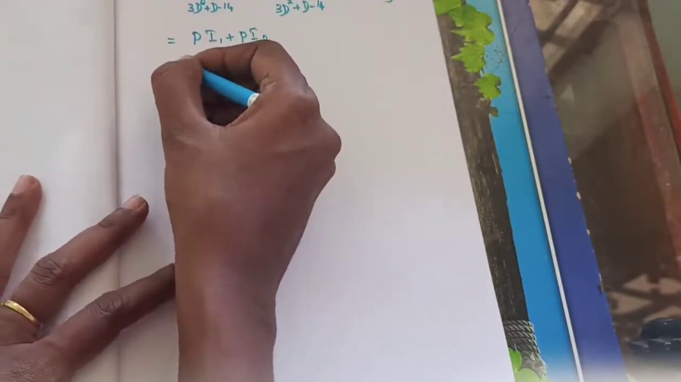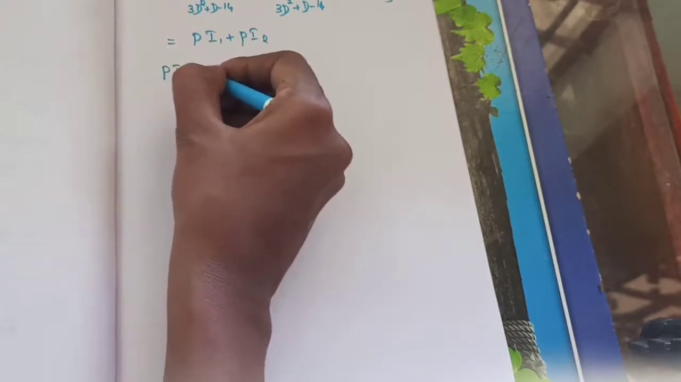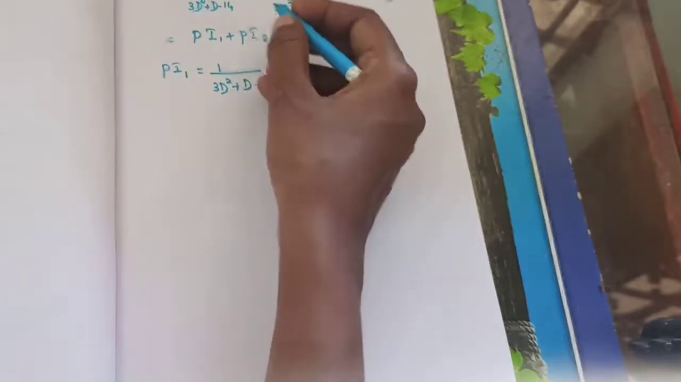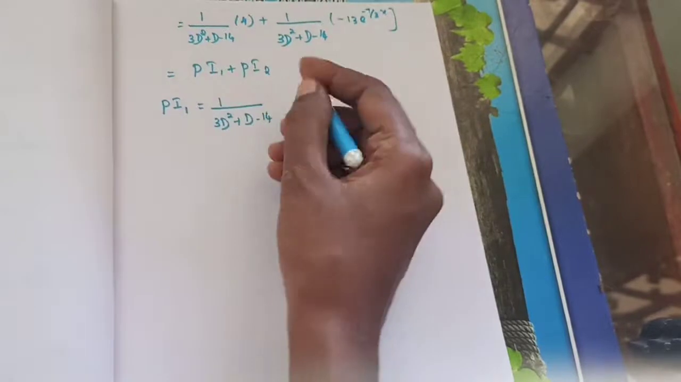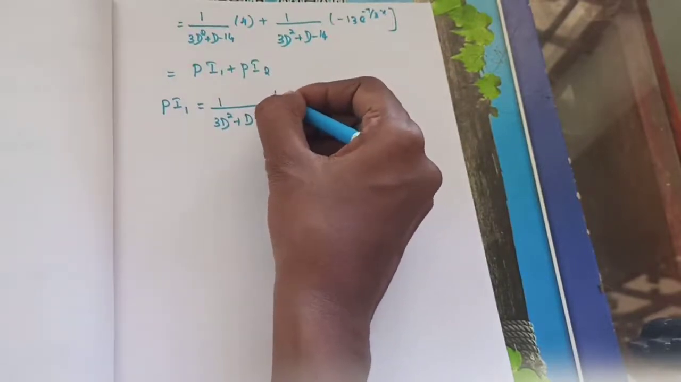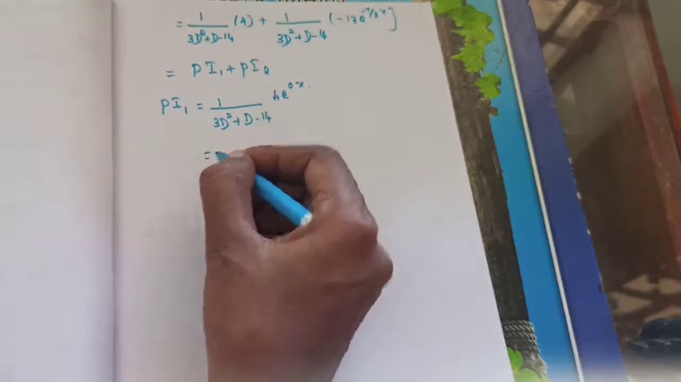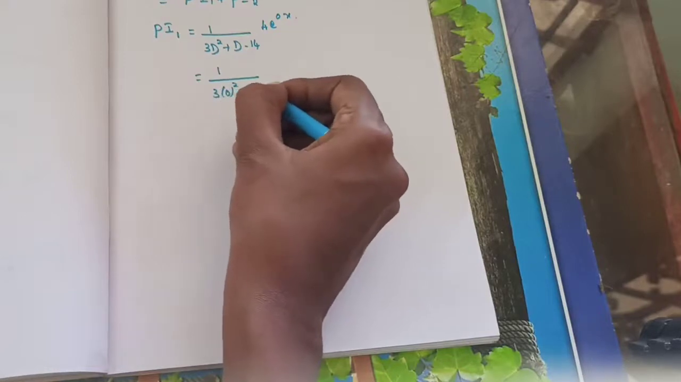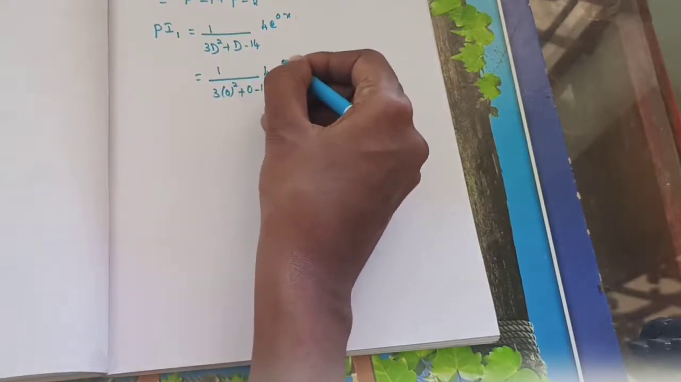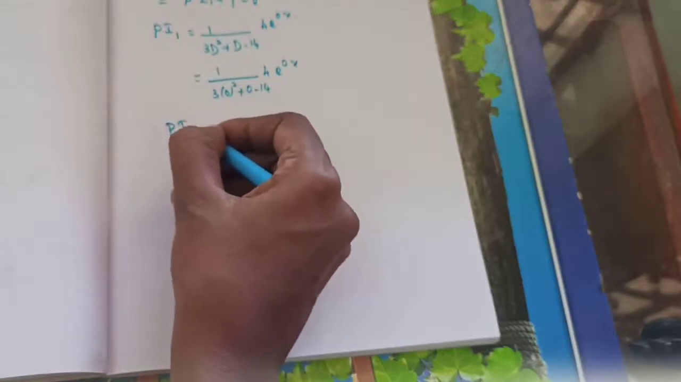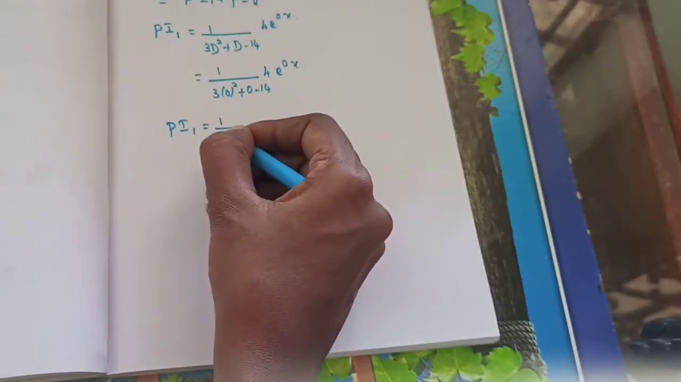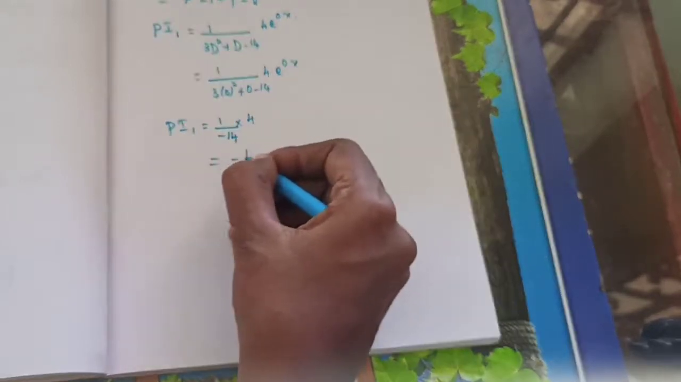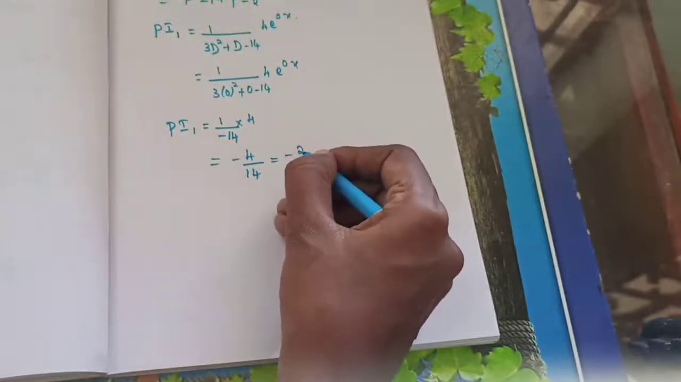First we are going to find particular integral 1: 1 by (3D square plus D minus 14) of 4. If it is not in the term as e power something, it means e power 0x. So substitute D as 0. So 4 e power 0x gives 1 by minus 14 into 4. Is it right? That is equal to minus 4 by 14. If we cancel, minus 2 by 7.